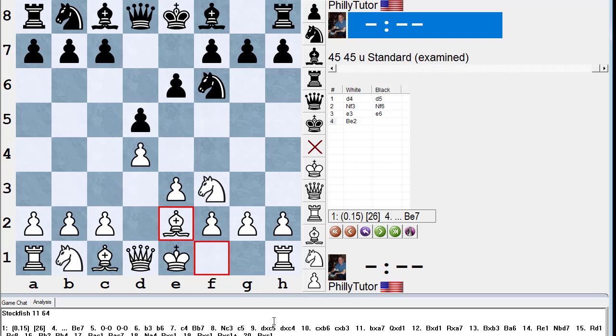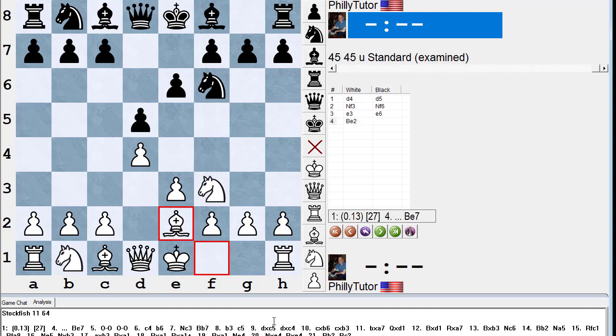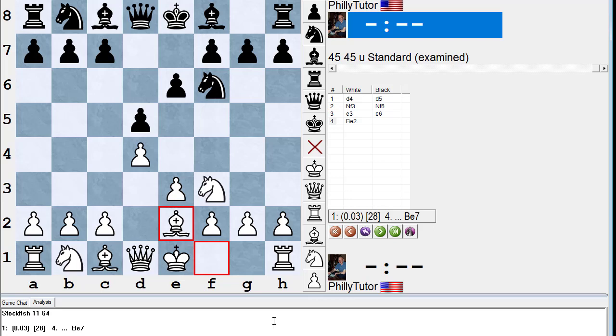Stockfish basically thinks they're about the same. They're both hanging around 0.1, 0.2. I would say, based on the numbers we saw, it likes bishop e2 very, very microscopically better. Almost not at all. So what we're seeing here is what we call a non-critical move.